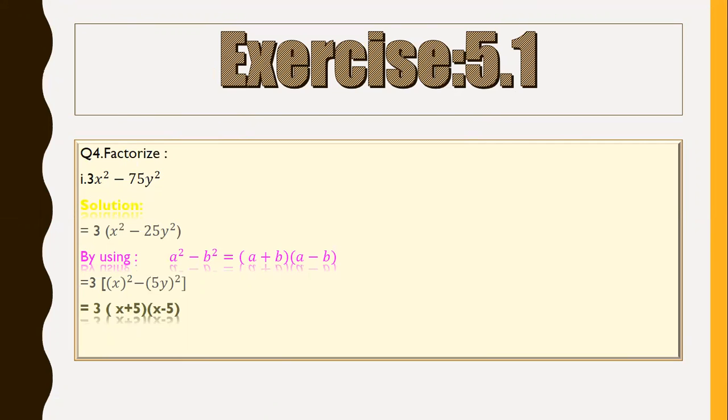3 is common in 3x square minus 75y square. When we take 3, the remaining terms will be x square minus 25y square. x square is the square of x and 25y square is the square of 5y. Directly you will apply here the formula: x plus 5y and x minus 5y. 3 into (x plus 5y) into (x minus 5y).